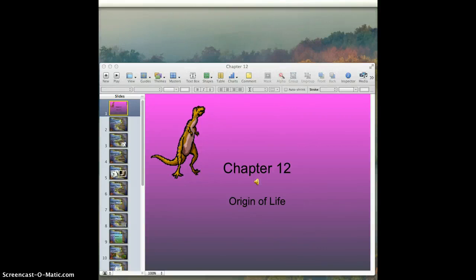Okay, so we're starting a new unit on basically big pictures, really evolution. But to start, we're going to start off in chapter 12, which talks about kind of which came first. You know, Earth formed, and then after that, what was the first living thing? How did living things form? How did life actually first form?